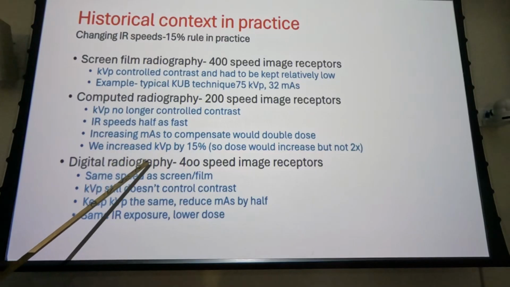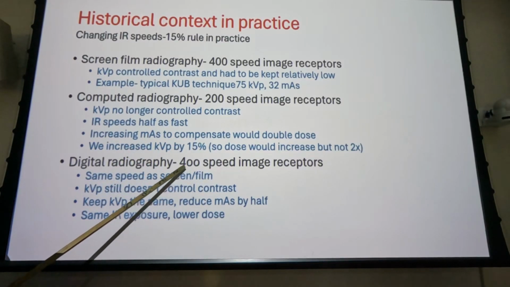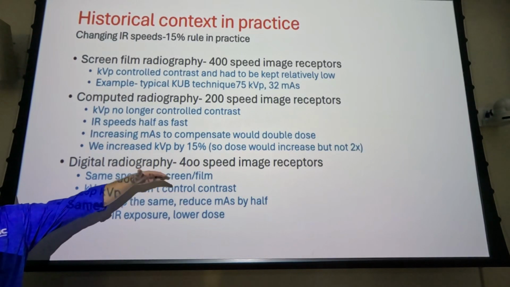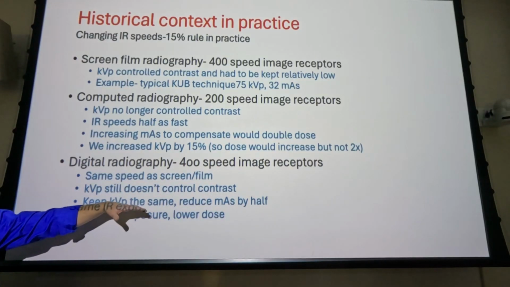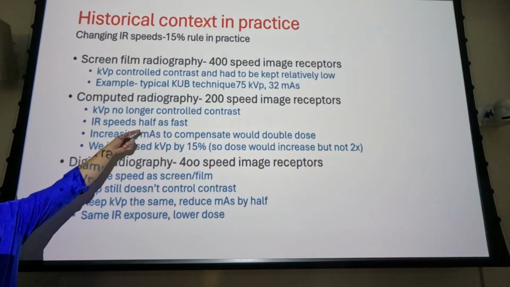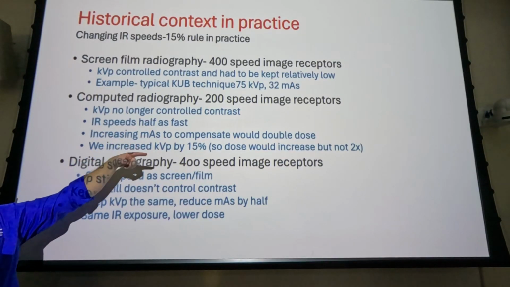But when we went to digital radiography, look what happened. Our image receptor speeds went back up to 400. So now we're at 400. kVp still doesn't control our contrast. We want the same image receptor exposure that we had here. What are we going to do?